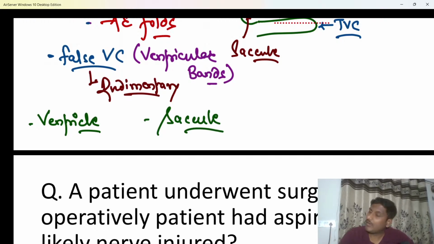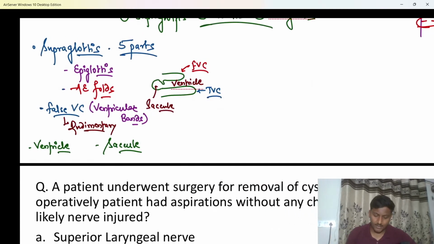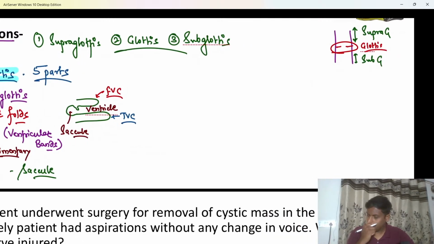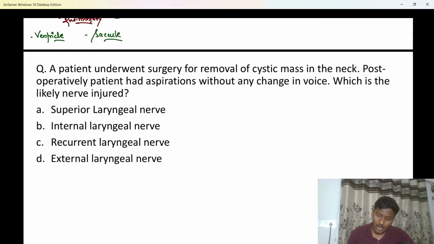That outpouching from the ventricle is known as the saccule. These are the 5 parts of the supraglottis. No issues till here anybody? So that has to be remembered. Okay? So this is important for your basic understanding to know कि क्या दिक्कत हो रही है. Right? No issues till here? Hopefully that was very clear to all of you. Please remember that.